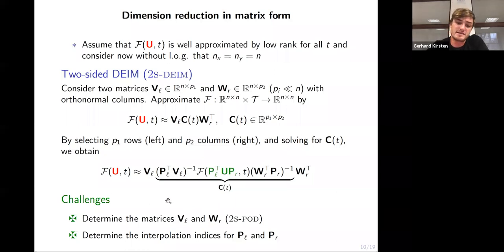So the remaining challenges now are how to determine these matrices, V_L and W_R, so that they approximate well the space of snapshots in the entire time span. And that's where we introduce the two-sided POD, and also then how to determine the interpolation indices containing P_L and P_R.